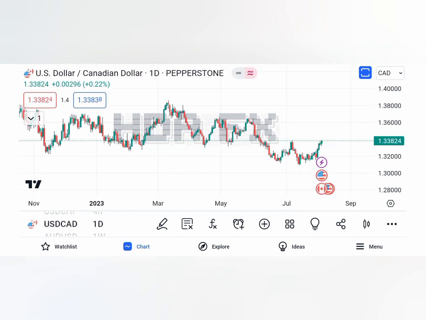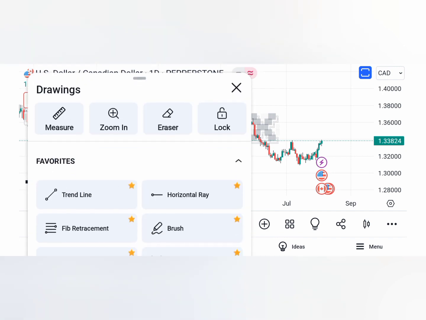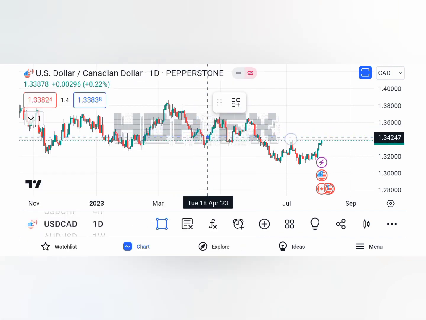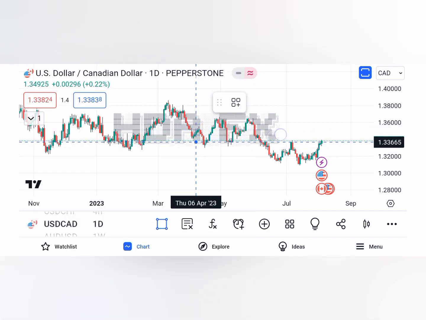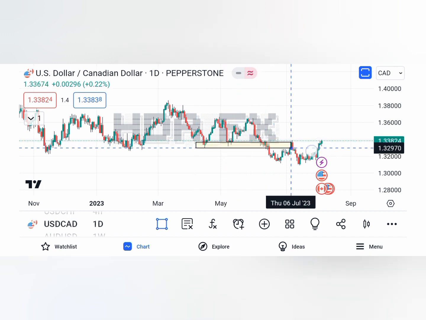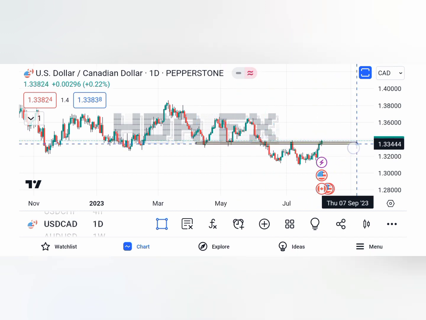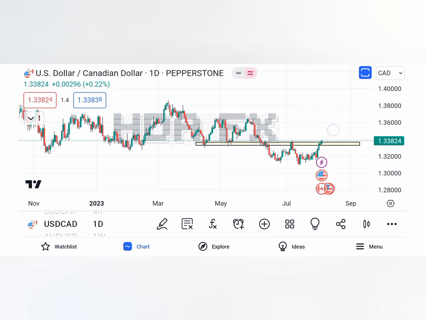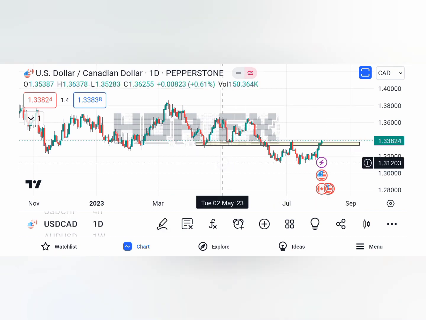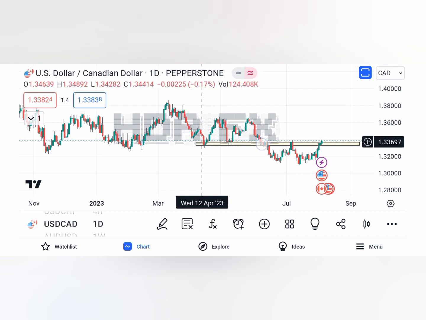Our next pair we'll be looking at is USD CAD. On USD CAD, we could spot this zone here. Now, if we are to study this zone, we could see that this zone first acted as a support at this very point here, then acted as a support at this very point here.